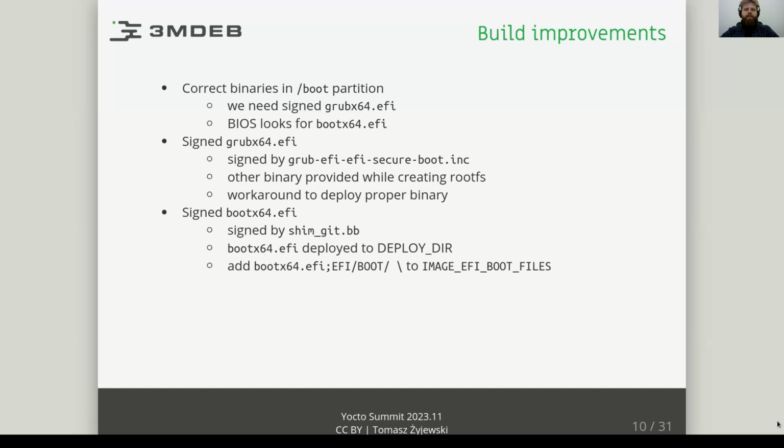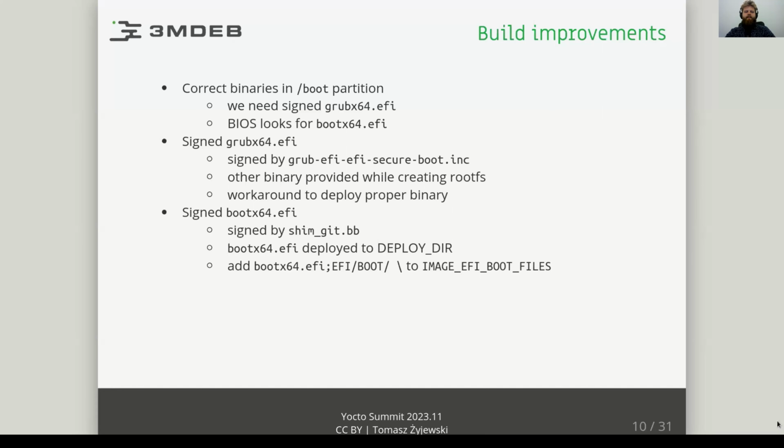To fix the first problem, the signed grubx64.efi binary, we just made some changes in our Yocto metadata, so the EFI file that was deployed by default at the end of the process of compiling the whole root file system was removed, and in its place we were deploying our signed binary. And for the other problem, deploying the signed bootx64.efi file, we just needed to change the IMAGE_EFI_BOOT_FILES variable inside our distro configuration file to point BitBake to copy it into our boot partition.